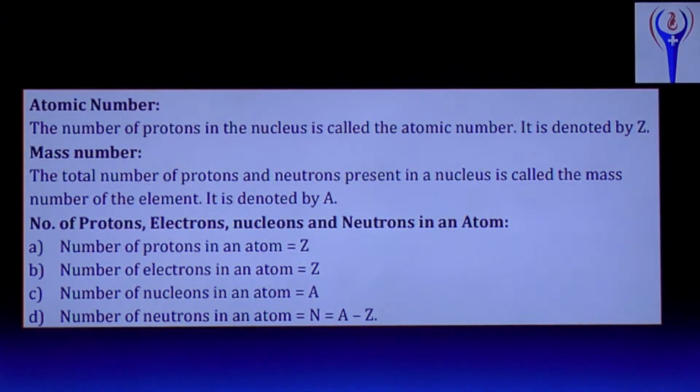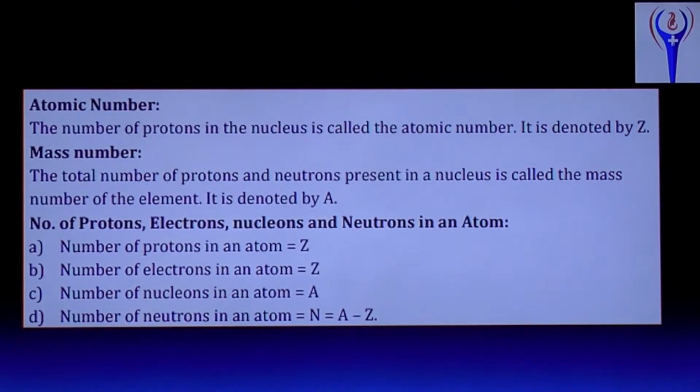In nuclei, we want to learn some of the parameters, some of the terms, that is atomic number. What is atomic number? Atomic number is the number of protons in the nucleus. Inside a nucleus, protons as well as neutrons are present, and electrons are revolving around the nucleus. Only the number of protons inside the nucleus is the atomic number. It is denoted by the symbol Z.